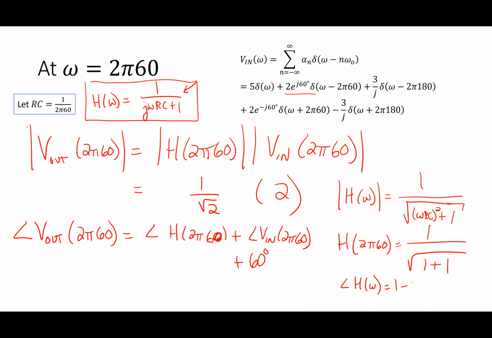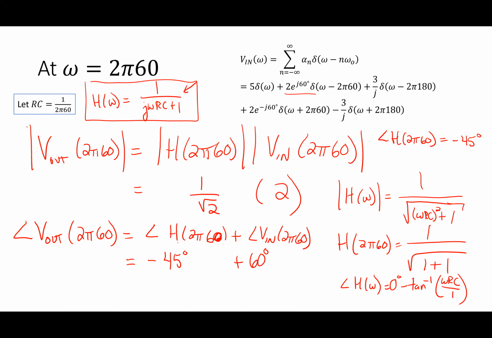What's the angle of j omega RC plus 1? How can I express that? That's tan inverse of omega RC, the imaginary part over the real part. If I plug in RC equals 1 over 2 pi 60 and omega equals 2 pi 60, this works out to be negative 45 degrees. I got to be careful. I said the angle of the top minus the angle of the bottom. What's the angle of the number 1? 0 degrees. This guy would work out to be minus 45, so this is minus 45 degrees.